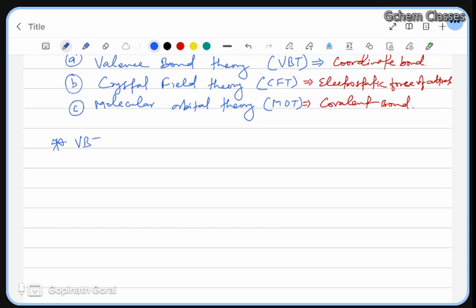So VBT, valence bond theory. Try to understand this. We have a metal, for example, if I take one very commonly used coordination complex, cobalt, NH3 six times, and then Cl3. It means that we have one metal and we have ligands, right? So let me take it in this color. So we have metal, we have ligand.